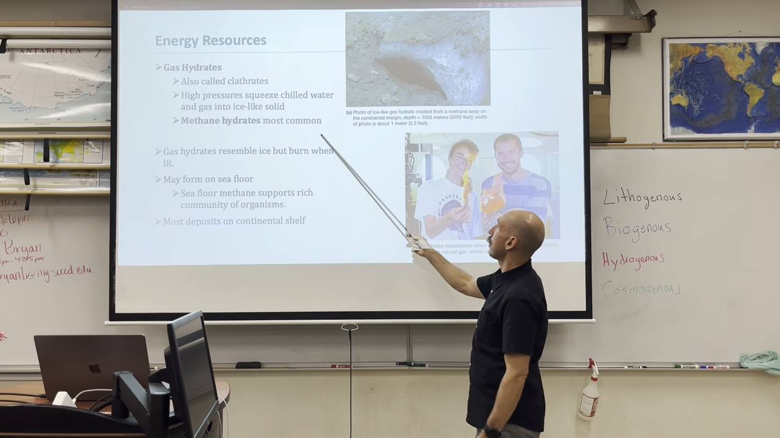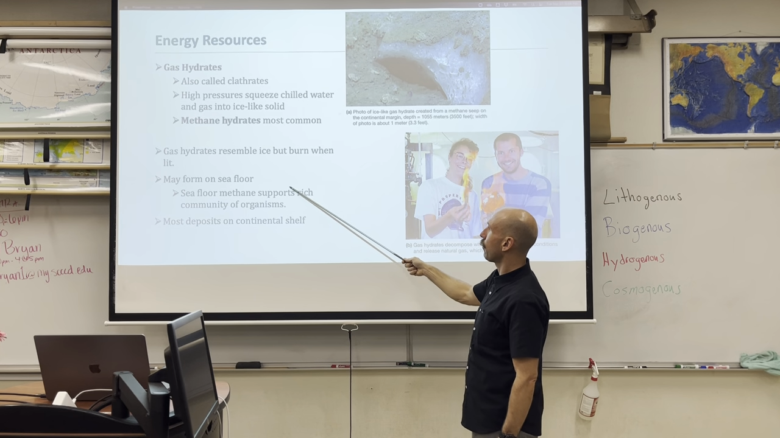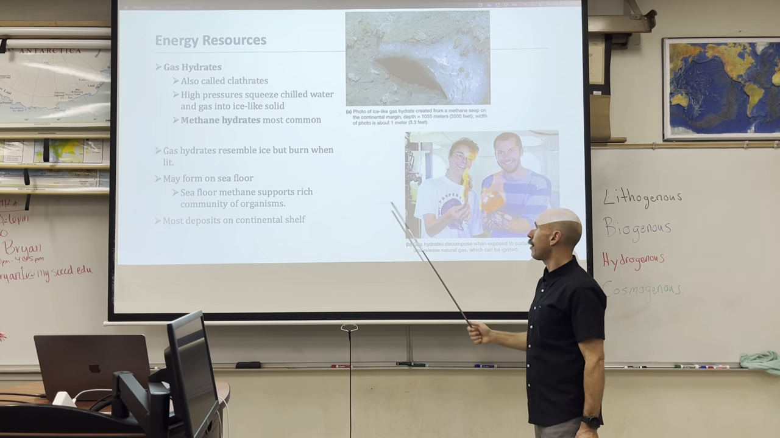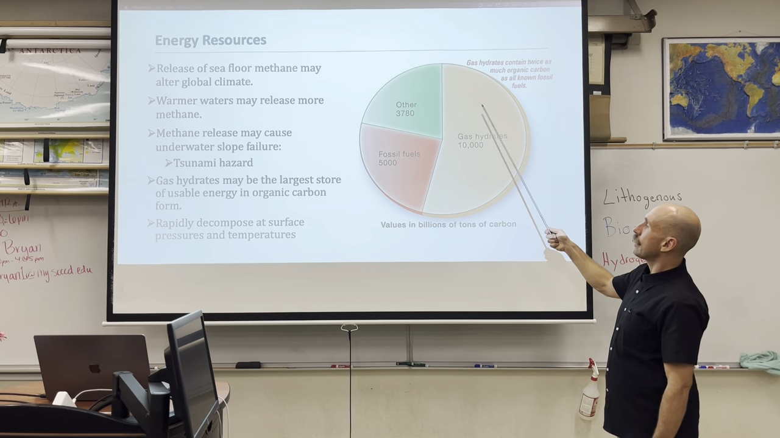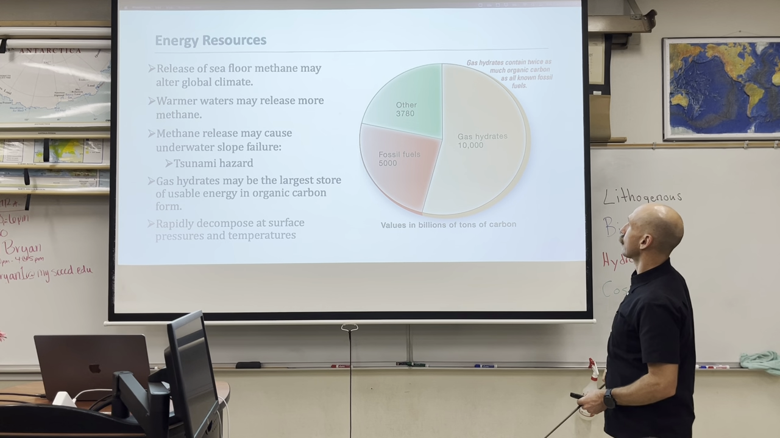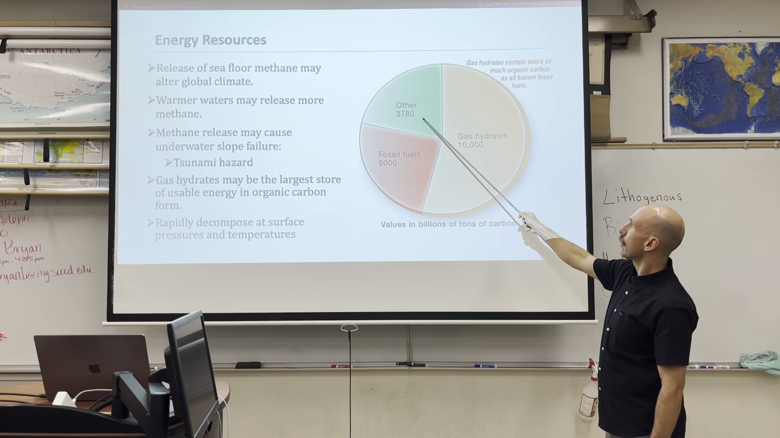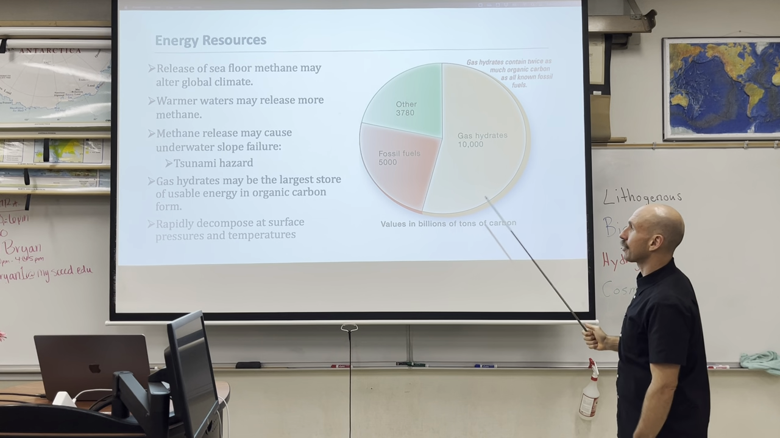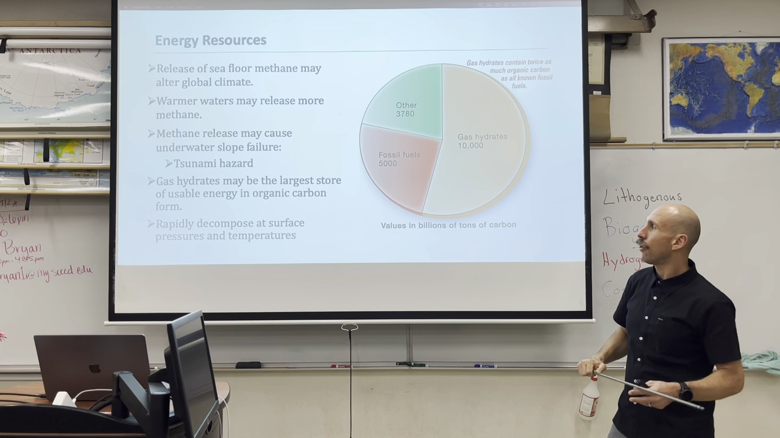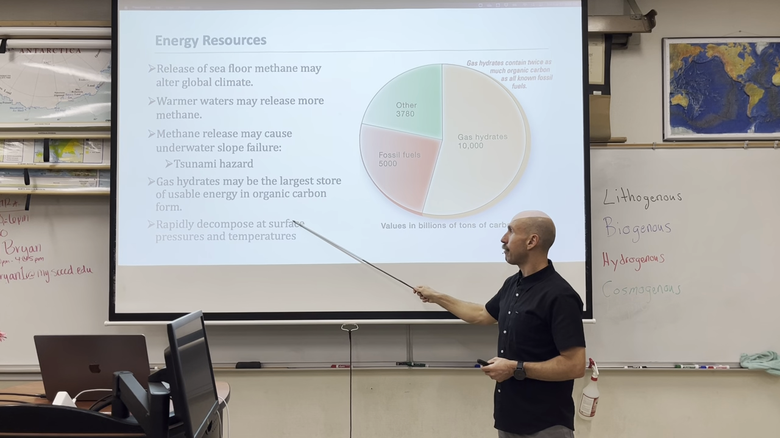Gas hydrates, methane hydrates, this is another fossil fuel. They form on the seafloor. There's lots of deposits on continental shelves. If we look at existing resources, fossil fuels are about a quarter, other is about a quarter. About half is in these gas and methane hydrates. They're the largest store of usable organic carbon, but they rapidly decompose.